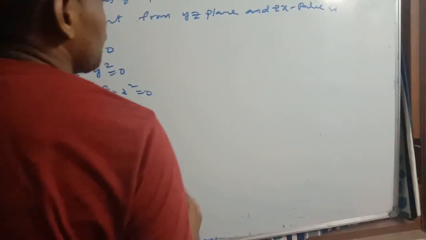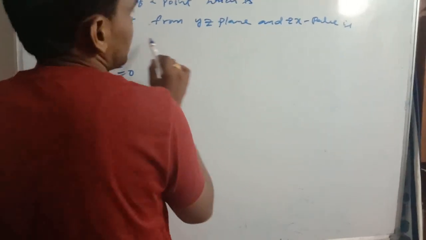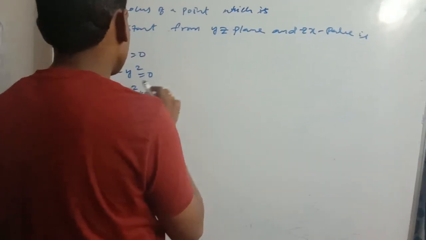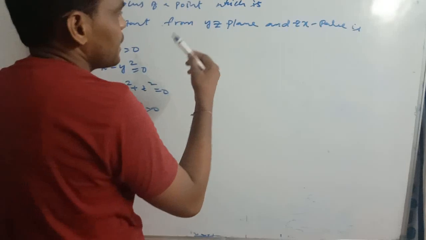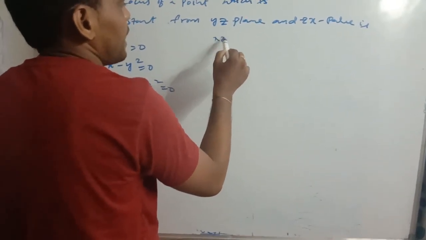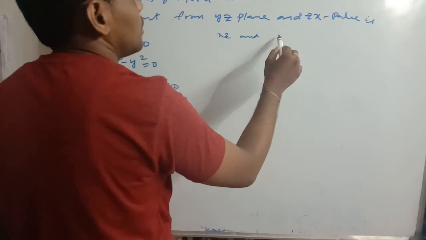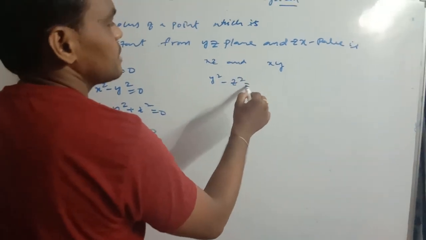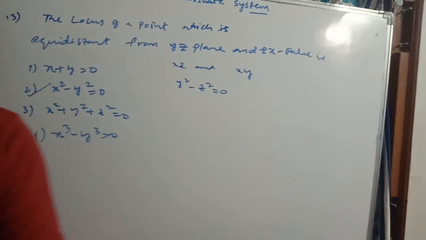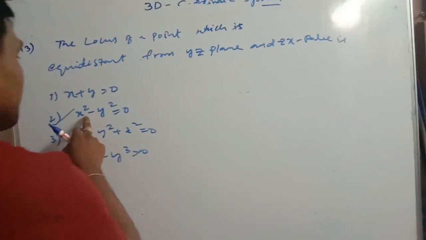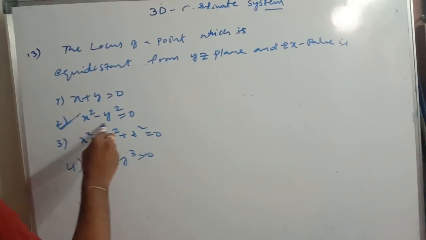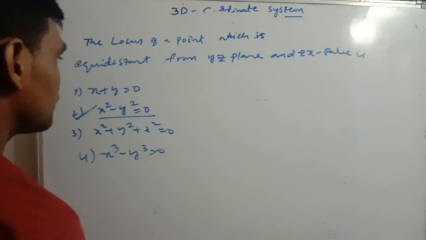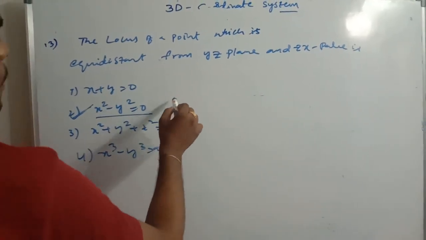Now first we observe the synopsis points. Now here, a direct question: equidistant from the YZ and XZ planes means x² - y² = 0. Again, for XZ and XY, that means y² - z² = 0, and a point equidistant from the YZ and XZ planes gives x² - y² = 0. This is the locus of the point, that means the locus of the equation x² - y² = 0. This is a direct synopsis point. Okay.